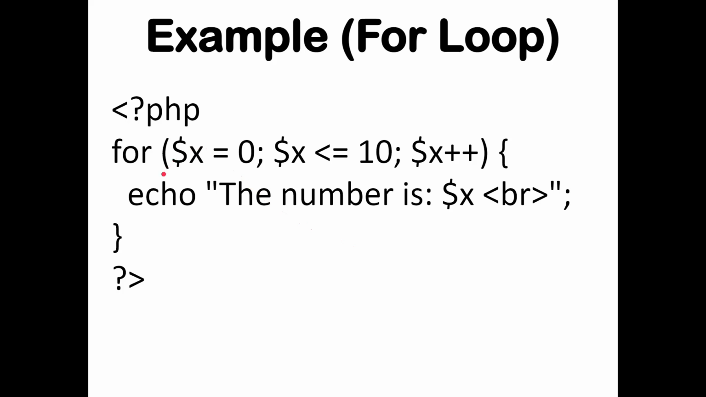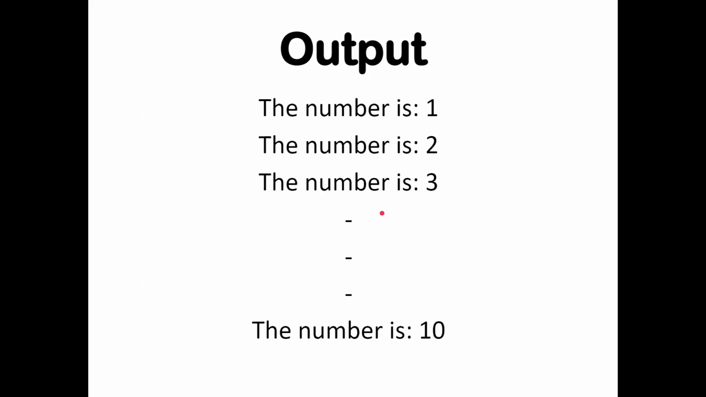So here you can see for $x is equal to 0 and $x is less than or equal to 10, it will print the number is that time till. So let's do a dry run. First time $x is equal to 0, and $x is less than 10, so it will go inside the code and print the x number is. Let's see its output. It will print it from 0 till 10. Okay, so here is one mistake. It will start printing from 0 only and it will go till the 10th.